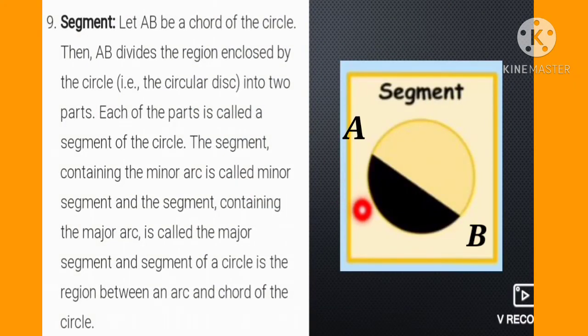Segment. Here let AB be a chord of a circle. Then AB divides the region enclosed by the circle into two parts. Each of the parts is called a segment of the circle. The segment containing the minor arc is called the minor segment, and the segment containing the major arc is called the major segment. And the segment of a circle is the region between an arc and the chord of the circle.